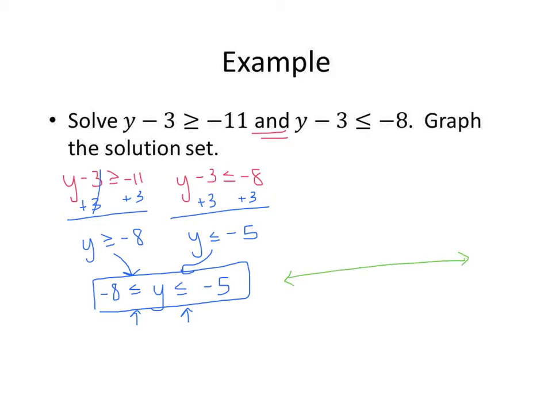So we solved each one, we put it together as an "and", and now we're going to graph it. We're going to put a closed circle on negative 8, and that would go to the right because y is greater than negative 8. And we're going to put a closed circle on negative 5, and that would go to the left because y is less than negative 5, and there's your answer. There's your graph.